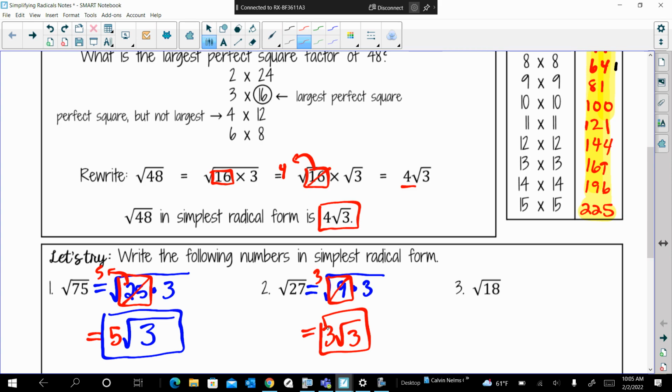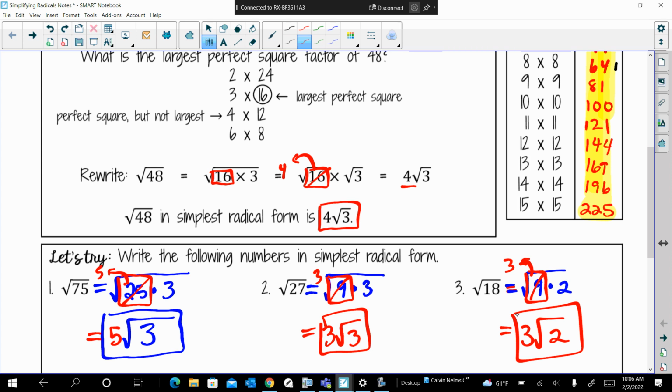All right, let's think about square root of 18. What are the factors that give me 18? 9 times 2. Yep, 9 is the perfect square factor. 9 times 2, so we've shown that. Then we're going to square my 9. That's the perfect square. What is the square root of 9? 3. Yep, so that means a 3 is coming out. So my answer would be 3 square root of 2, or 3 times the square root of 2, or 3 root 2.